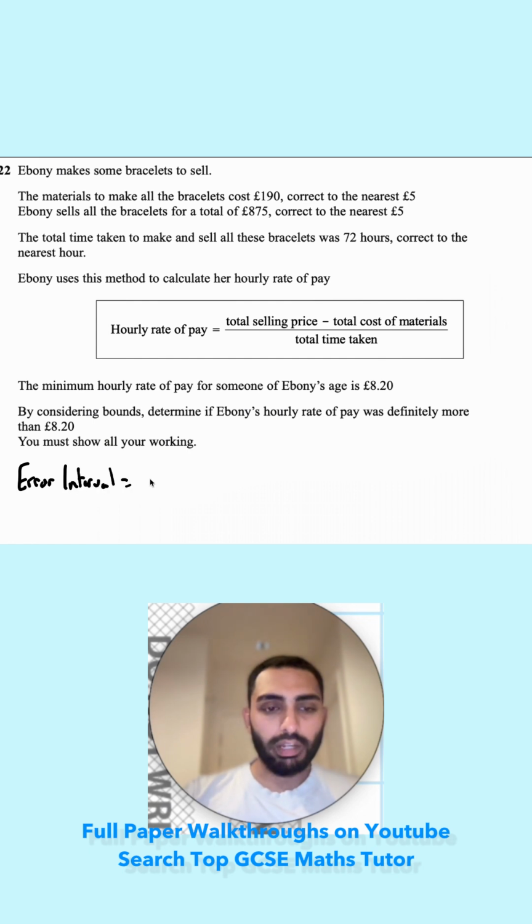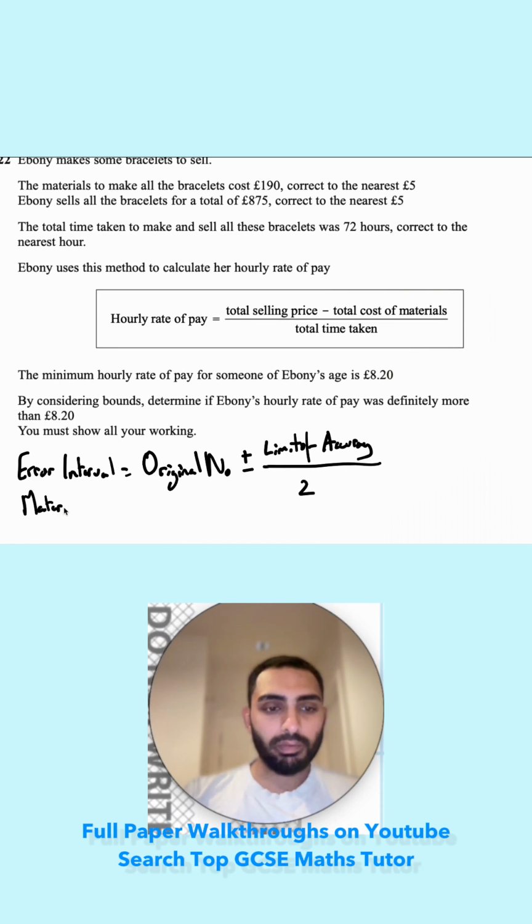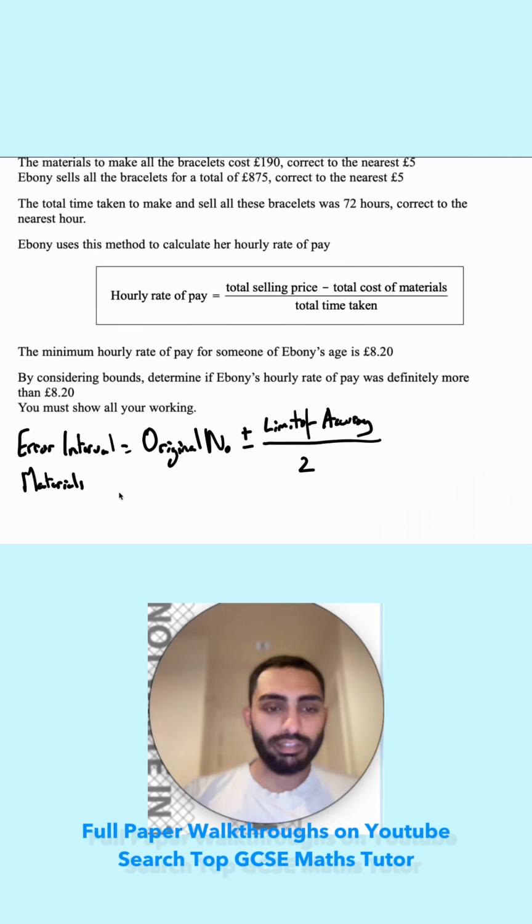I'm going to take my original number and plus and minus my limit of accuracy. That's just whatever it's been rounded to, divided by 2. So for this first one, it's the materials, which is 190 plus and minus, and it's been rounded to the nearest 5. So I'm doing plus and minus 5 divided by 2.